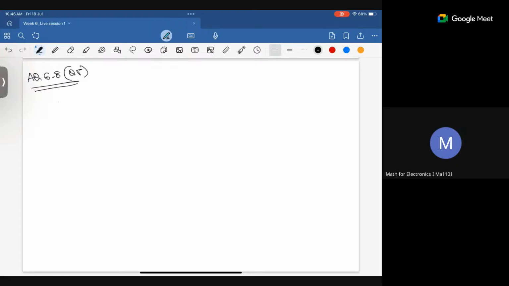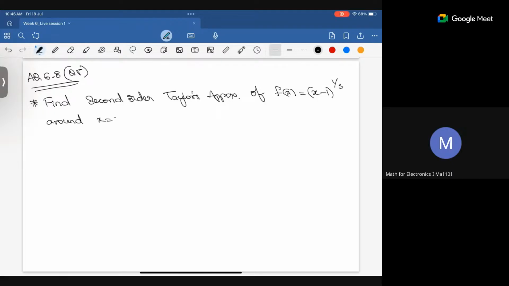So let me write that. Let's say find the second order Taylor's approximation of f of x is equal to x minus 1 whole power 1 by 3. And it is also given that around x is equal to 8. Okay, so this around x is equal to 8 will give us the value of a.